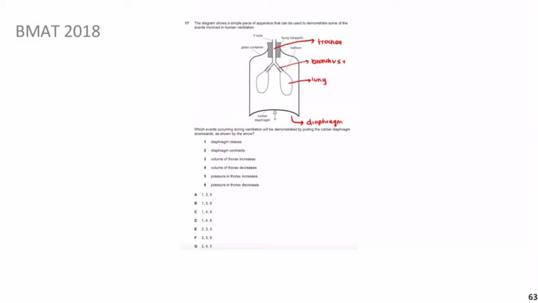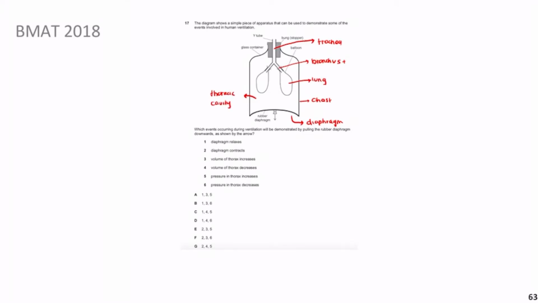And then the wall, this is going to be your chest wall, isn't it? So the membranes which are associated with the lungs, and then you have the rib cage and the associated intercostal muscles. This is actually a good depiction. So when you put the rubber diaphragm down, what's going to happen to the volume inside this cage, or in the human body? Obviously, this will be called the thoracic cavity.